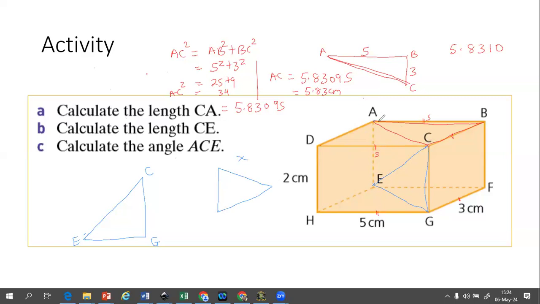So you have the same answer. Literally, A to C is the same as E to G. So the answer you got for C to A is the same answer for E to G. So E to G here, I'll have 5.83. And then I'm going to ask myself, what is C to G? C to G is the height, which is 2. And therefore, I can find E to C. Kindly let me know in the chat whether we have understood. You can say yes or no.